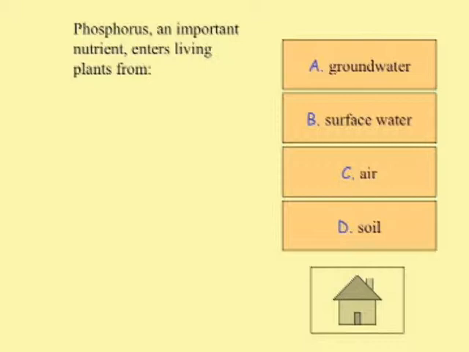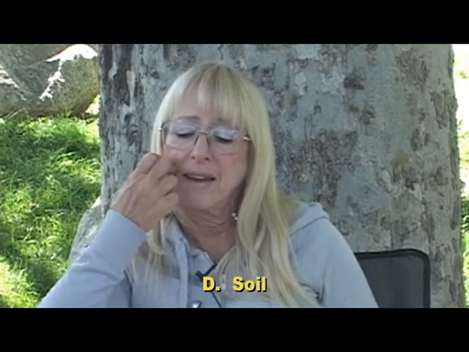Cycles for 400. Phosphorus is an important nutrient that enters living plants from A, groundwater, B, surface water, C, the air, or D, the soil. Soil. Okay, you're terrific.